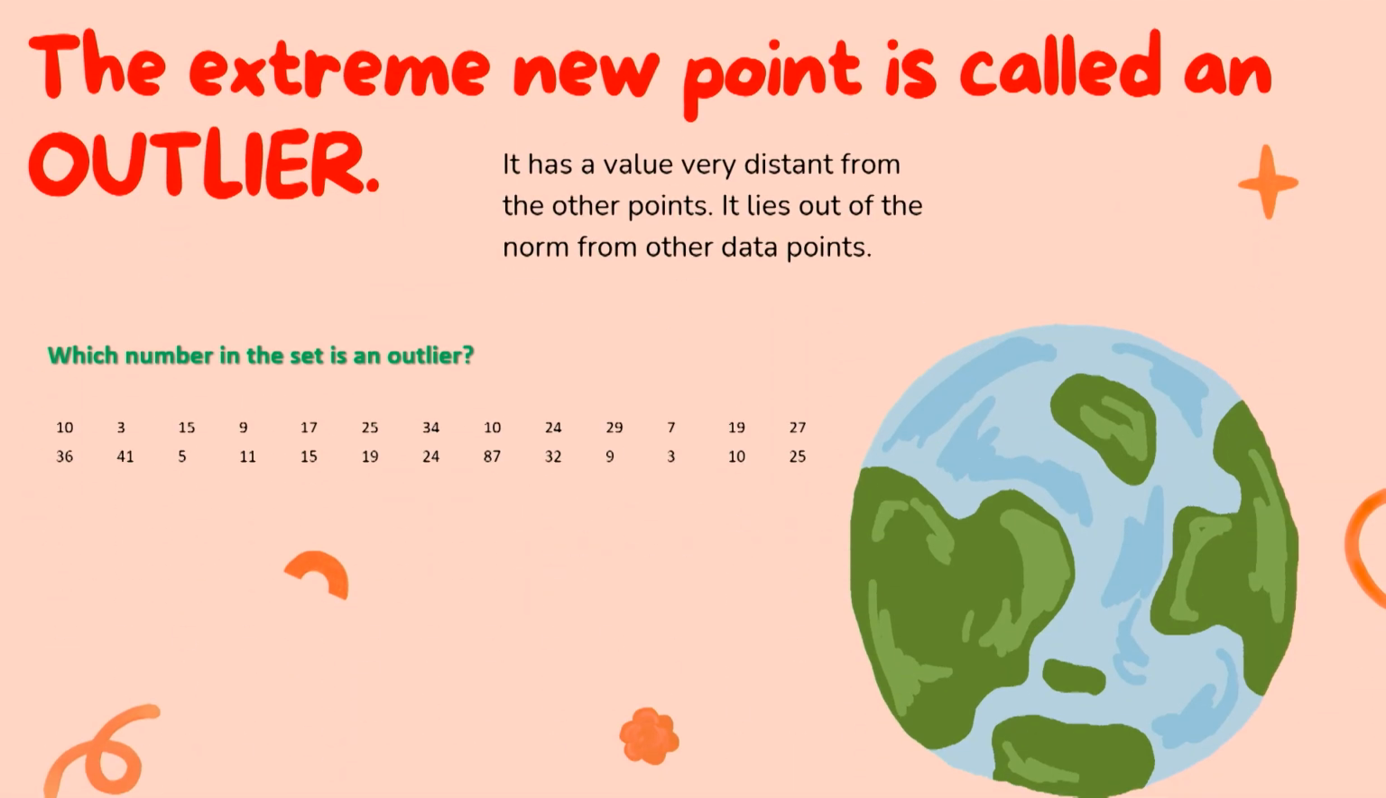All right, the extreme new point is called the outlier that we went over. It has a value very distant from our other points. It lies out of the norm from other data points. Which number in this set is an outlier? I'm going to give you just a few seconds to look at these numbers and see if you can come up with an outlier. Exactly right. It's 87. You have kind of clustered together maybe between 3 and our 40-ish range, and then all of a sudden they throw you 87. So this would truly be our outlier.